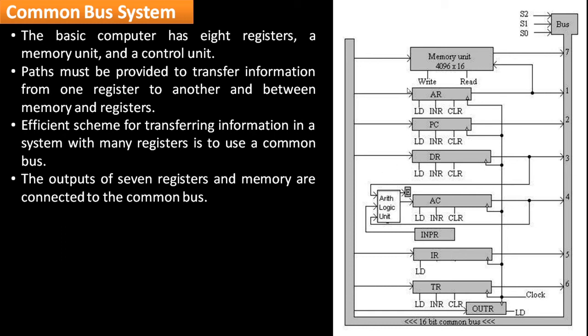We can see here AR is one of the registers, PC is one of the registers, DR, AC, input, output, TR, IR. All these registers are connected directly to the internal common bus system. Whenever a register is required to transfer data to another register, it will initiate the data writing process onto the bus, and when the data is available in the bus, it can be loaded into another register by issuing a load signal.